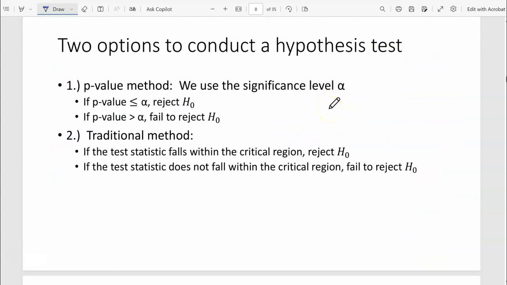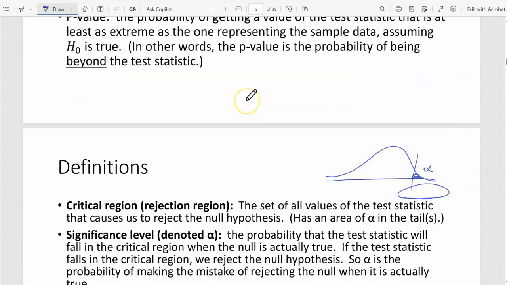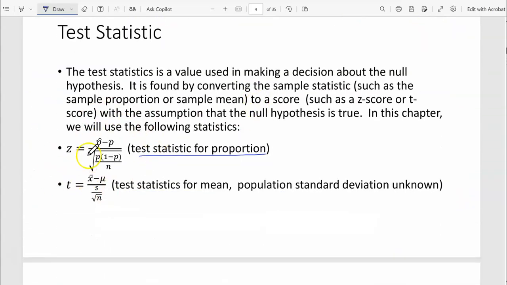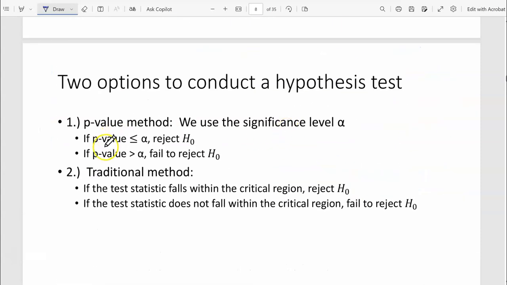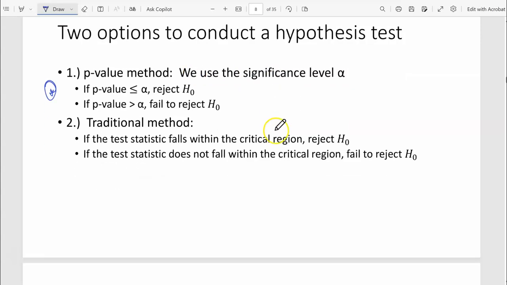So when we conduct a hypothesis test, you've got 2 options. You can use the p-value method, where you're comparing p-value and alpha. P-value is the probability of being beyond the test statistic. The test statistic is something that we're going to have to compute. That's where these formulas come in. That critical value is tied to the critical region, which is tied to alpha. So if your p-value is less than alpha, then you reject the null. If p-value is greater than alpha, then you're going to fail to reject the null. This is my favorite way of doing it. I will show you both methods, but that's the one that I tend to use.